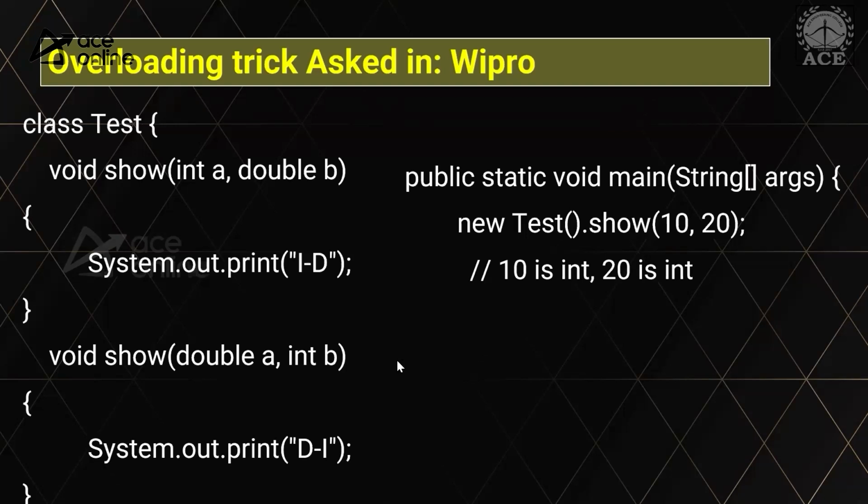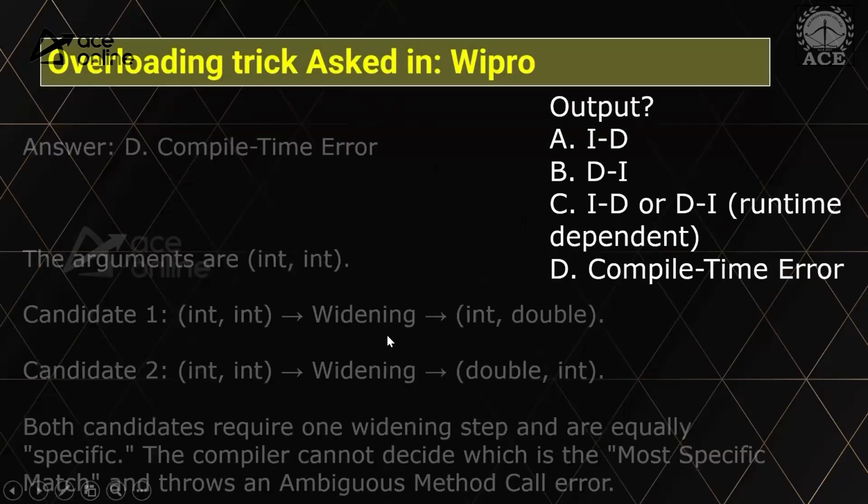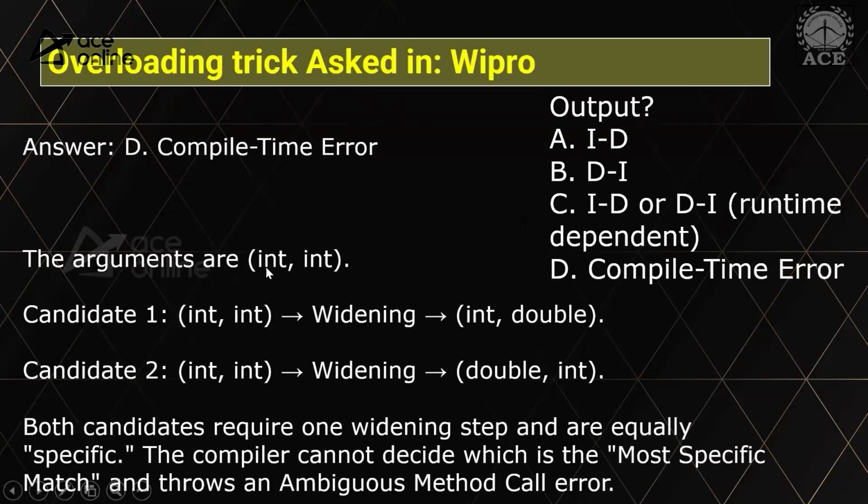Thank you, Sarika. Thank you, Navya. All of you agree with Sarika and Navya that here you may get an error. Yes, we will be getting a compilation error for this. Why? Because the arguments are int, int, widening is possible for this, and even for this widening is possible. So both candidates require widening, and the compiler cannot decide which one is the most specific match and throws an ambiguous method result. So this is the completion of our method overloading.